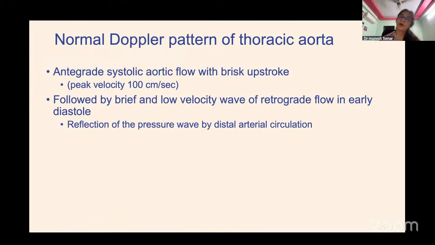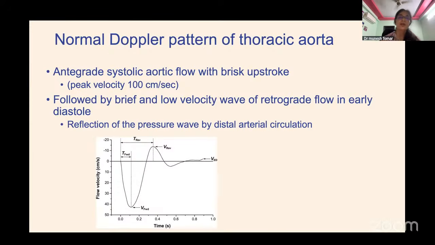Coming to the normal Doppler pattern of the aorta, you have an antegrade systolic forward flow with a brisk upstroke with the LV contraction, velocity from 80 to 100 from pediatric to adult, and it is followed by a brief low velocity wave of retrograde flow, which is a reflection of the distal peripheral circulation. So this is the normal flow pattern which we see in all healthy adults.